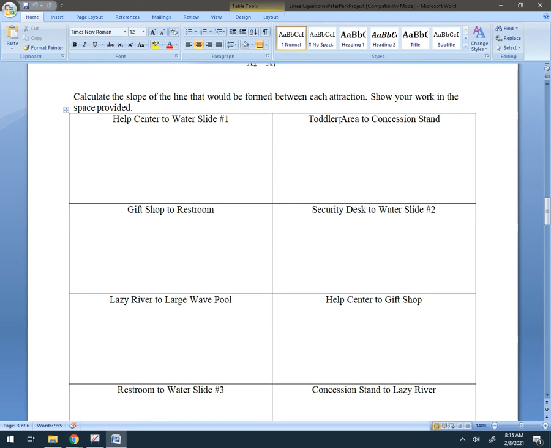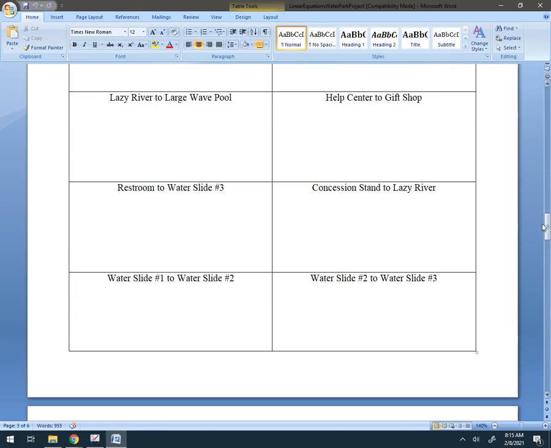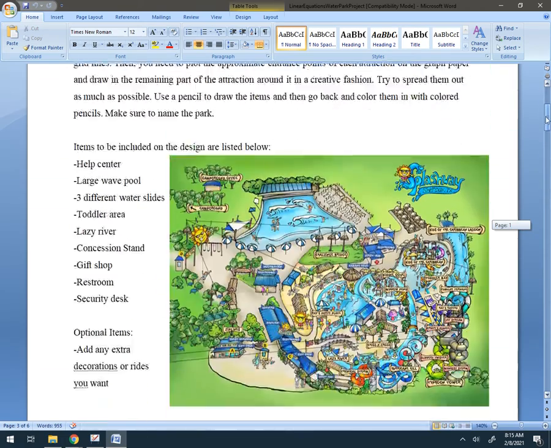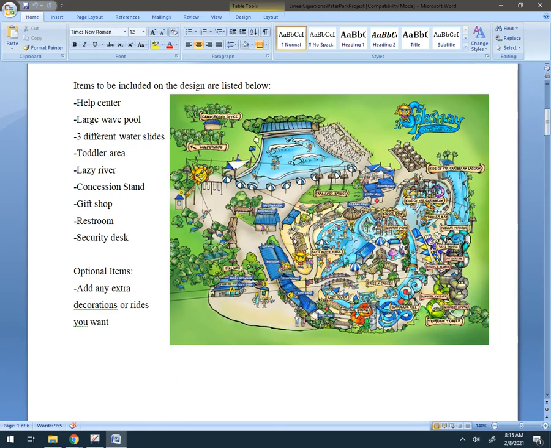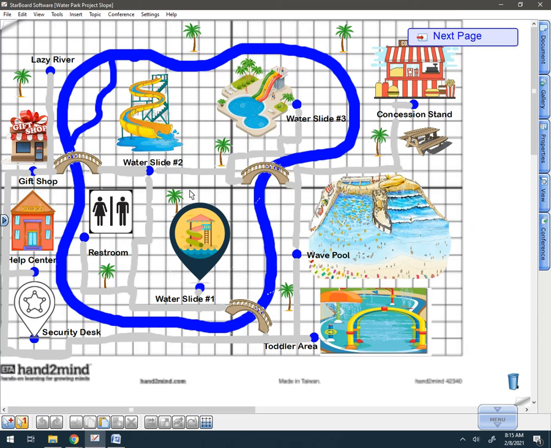Find the slope between the toddler area and the concession stand. So write the point for the toddler area, write the point for the concession stand, find the slope between them. And you do that for each one of these. And then that's it. That's all you're going to do for the project. So most of your time is going to be spent on designing and decorating your water park. And then after you get done, write those points down and find the slope between the attractions.